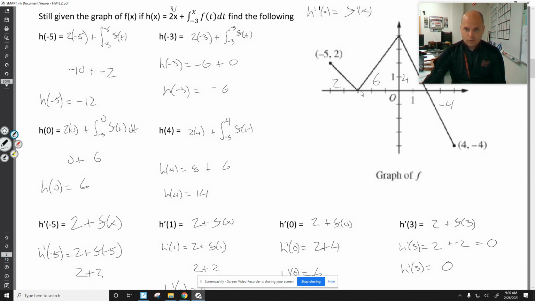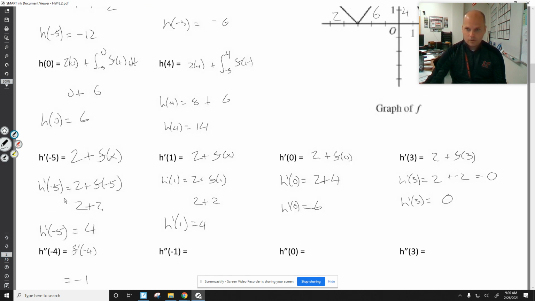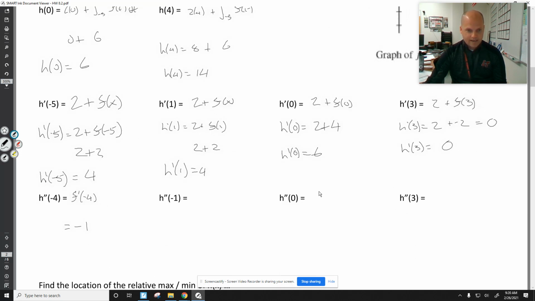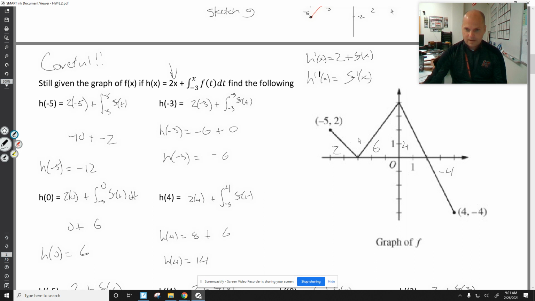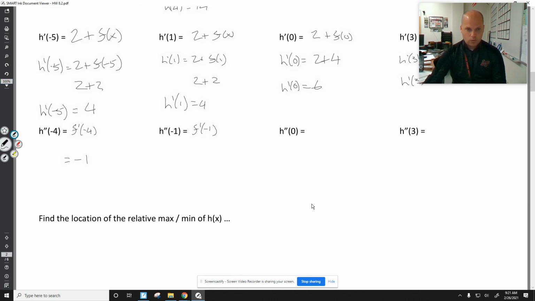Negative 4, 1, 2, 3, 4. What is the slope of this line segment? F prime's slope at negative 4 is negative 1. Go down 2 over 2, yeah, negative 1. H double prime of negative 1 is f prime of negative 1. What is the slope of this line segment? Up 4 over 3. The point is at 8/3, but the slope is positive 4/3.